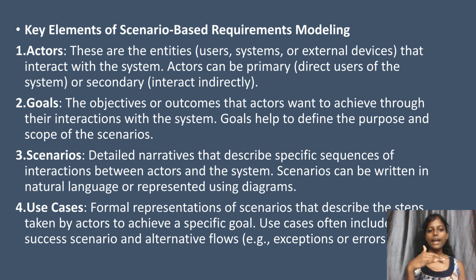Actors are primary actors and secondary actors. These are the entities like users, systems or any external devices that interact with the system. So those who interact with the system are called actors. It can be primary or secondary. Primary actors are the direct users of this system. Secondary actors are those who interact with the system indirectly.